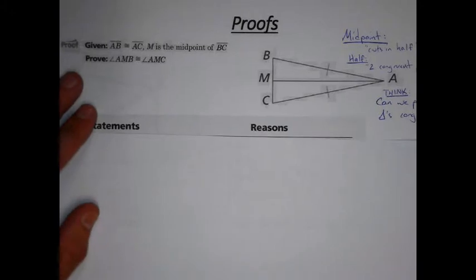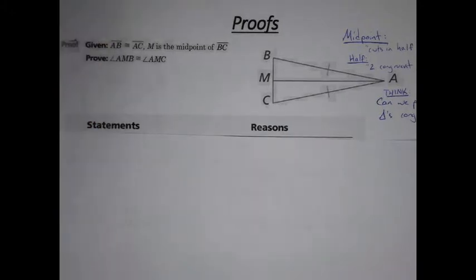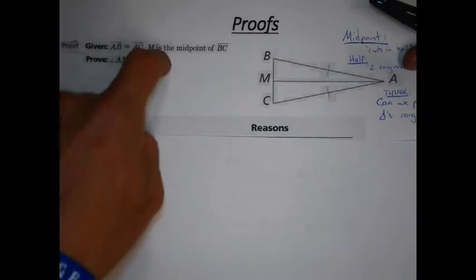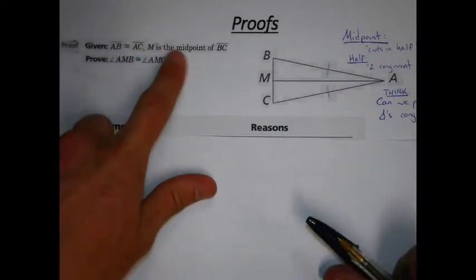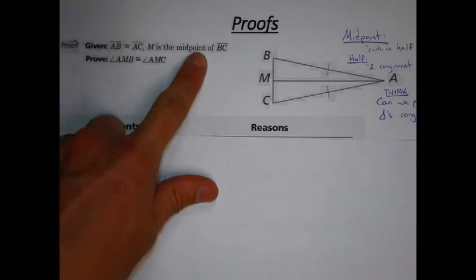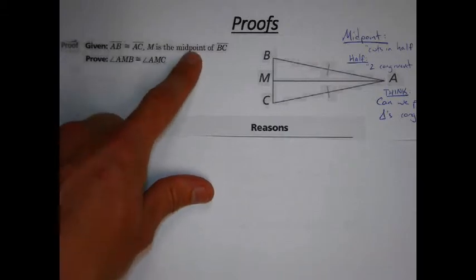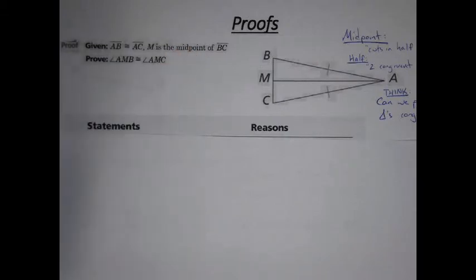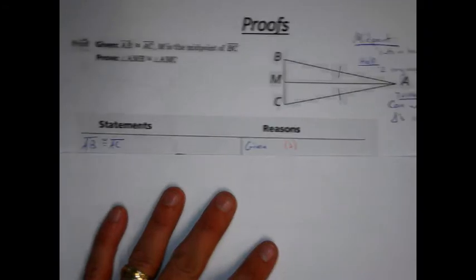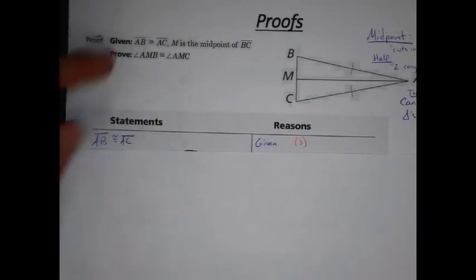So here's our setup. We have our given statement. And again, I'm going to split these givens up. M is the midpoint of BC. This doesn't say anything about congruent, does it? No, cats. This doesn't say congruent, so I have to split the givens because I need to establish congruence, right? So that's the difference. So let me start with the first given, AB and AC, given.